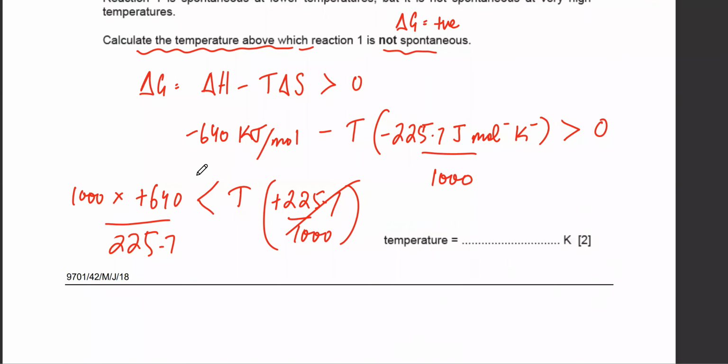If I multiply that, it's going to be 1000. So what do I get? That's 1000 multiplied by 640 and divided by 225.7. So the temperature I'm getting above which it's spontaneous is 28.4 kelvins. Is that clear?